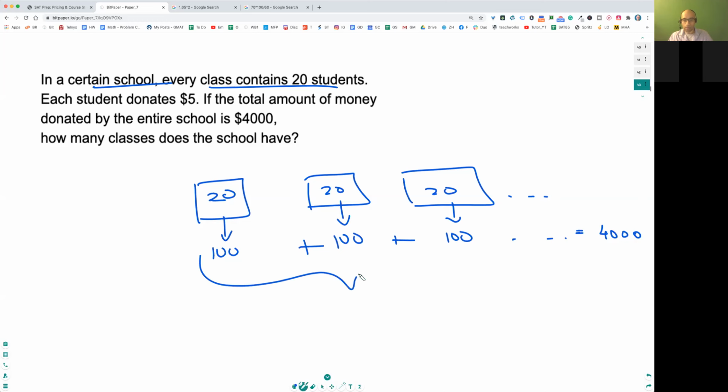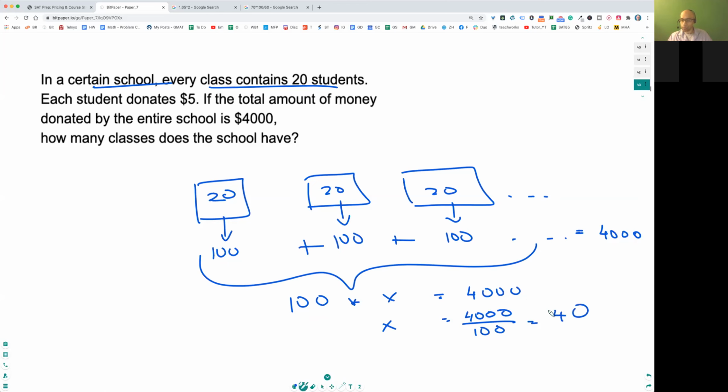So let's say the number of classes is x, so you're going to just do 100 times x is equal to 4,000, okay? And so now you just got to divide by 100, so you get x is equal to 4,000 over 100, and so that is equal to 40, okay? So remember, you've got 4,000 here, and they're asking how many classes does the school have, okay? So that's the important part.